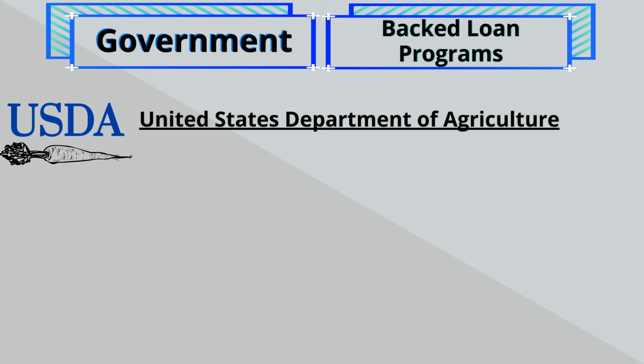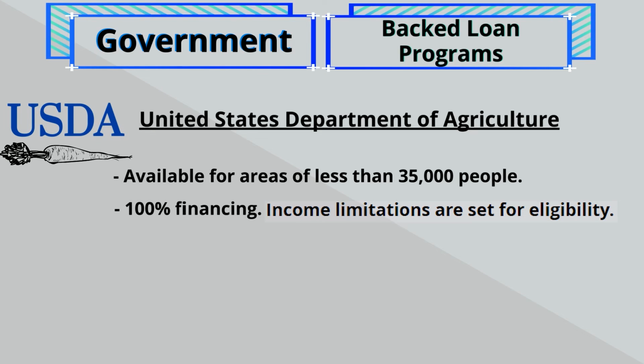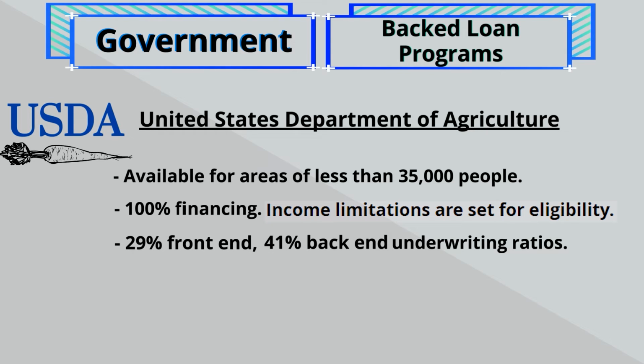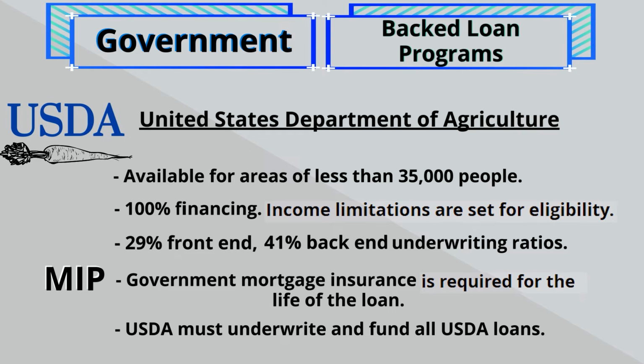USDA, United States Department of Agriculture, available for areas of less than 35,000 people. 100% financing. Income limitations are set for eligibility. 29% front-end and 41% back-end underwriting ratios. MIP, government mortgage insurance is required for the life of the loan. USDA must underwrite and fund all USDA loans.